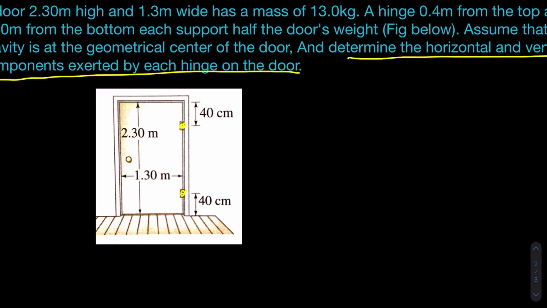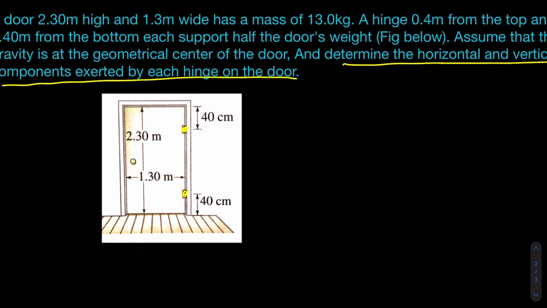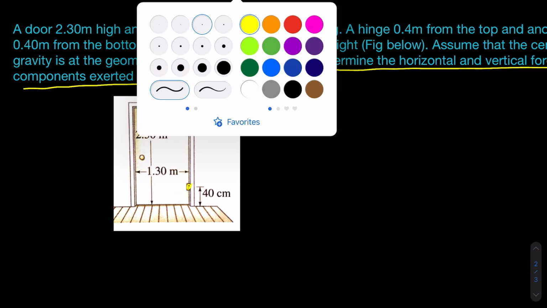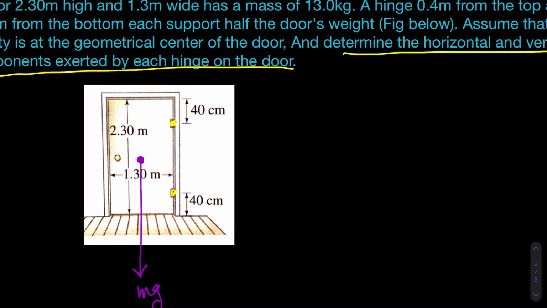The door also has a regular geometrical shape. Therefore, the center of mass will be in the middle of the door, and the gravitational force will act directly on the middle of the door, towards down. This will be mg. So we need to first identify which forces are acting on the door from each hinge.